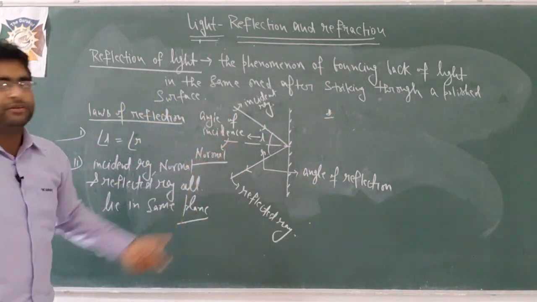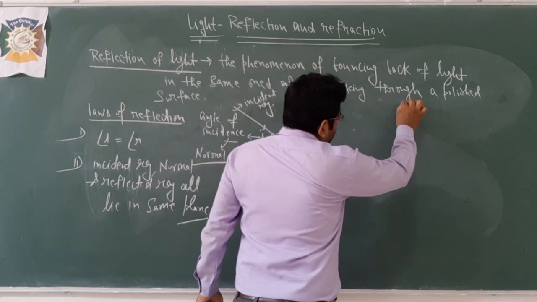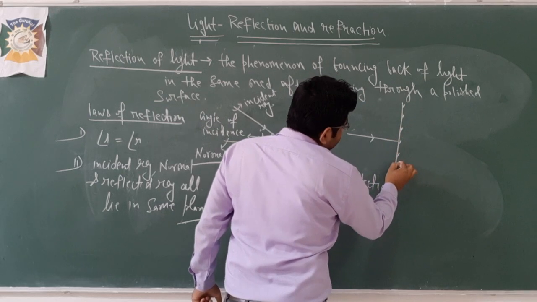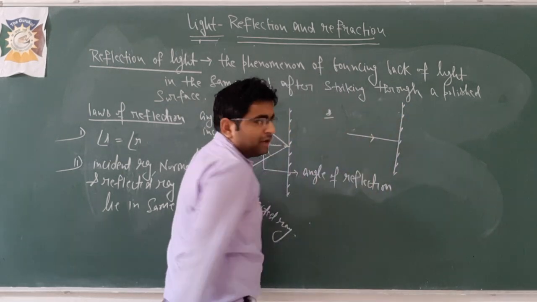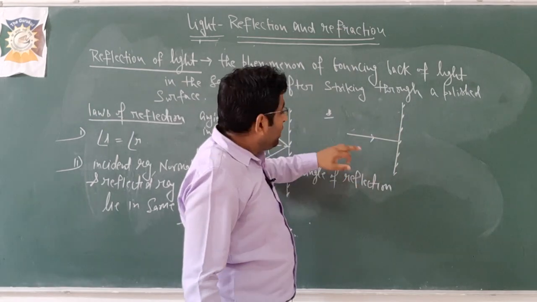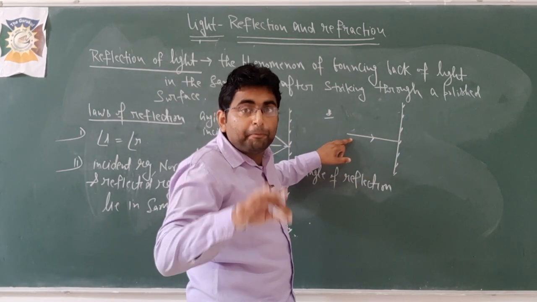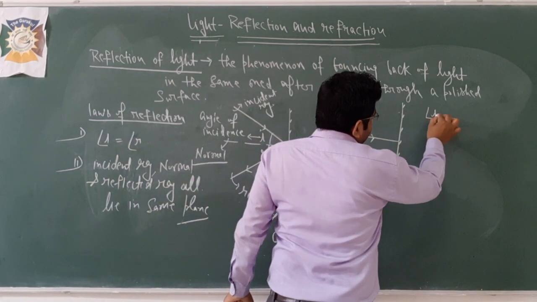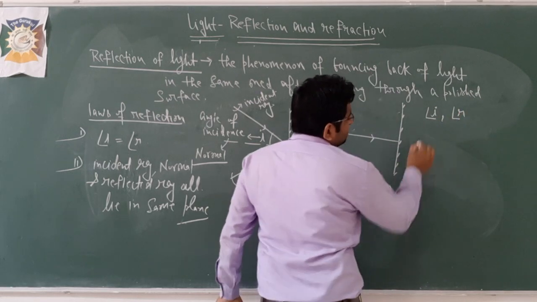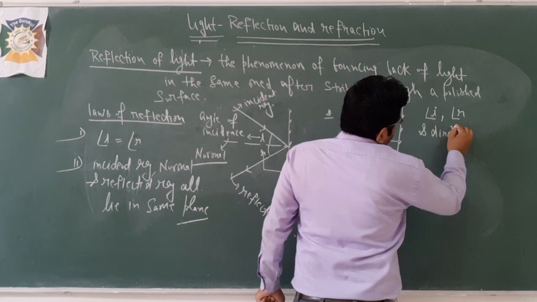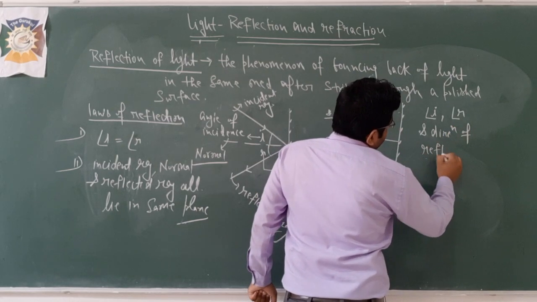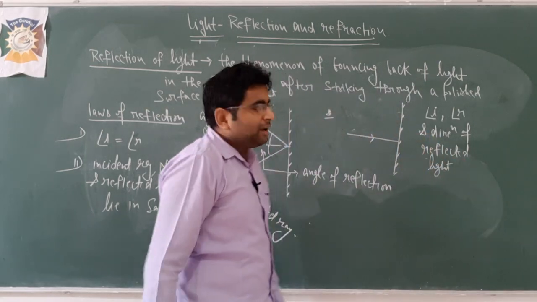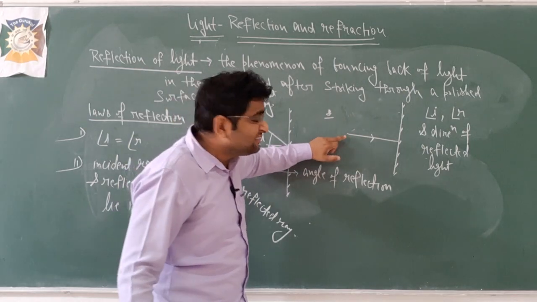on the basis of this situation I am asking one question for you. Suppose this is a polished surface, this one. Clear? So this is a reflecting surface. A ray of light is incident perpendicularly on this surface. Now you have to tell angle R and direction of reflected light. But if you look at this light, it is an incident ray.